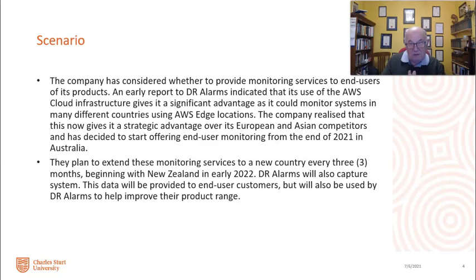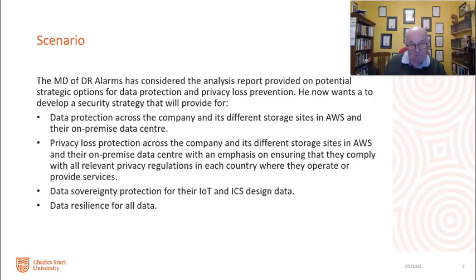So as we see, this gives them a somewhat strategic advantage. They can use the AWS edge locations to pick up data and move it back to central locations for monitoring, or whatever it is they decide. So they plan to start monitoring with New Zealand in early 2022, and then they'll add a new country about every 3 months or so. The data will be provided to the end users so that the end users can manage their own data, but they'll also be used by DR Alarms to help improve their product range.